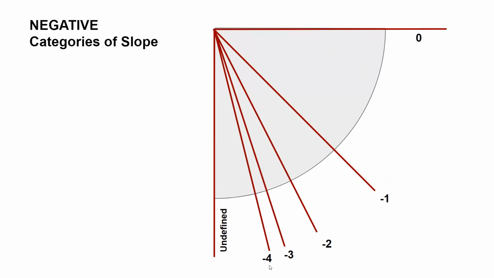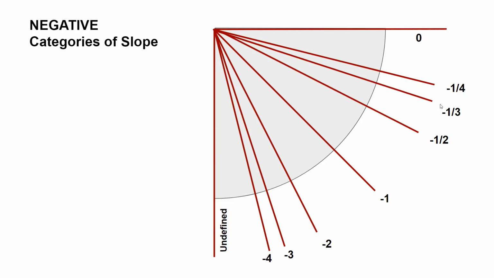-2, -3, -4. You can see that these are rotated from 0 quite a ways toward the undefined. That's why they're so steep. There are the gradual negative slopes, -1/4, -1/3, -1/2. Again, I could add lots of other slopes here. This is a whole continuous process of going from 0 up to a large number as we rotate around. So hopefully that's a little bit helpful in terms of understanding these categories of slope.